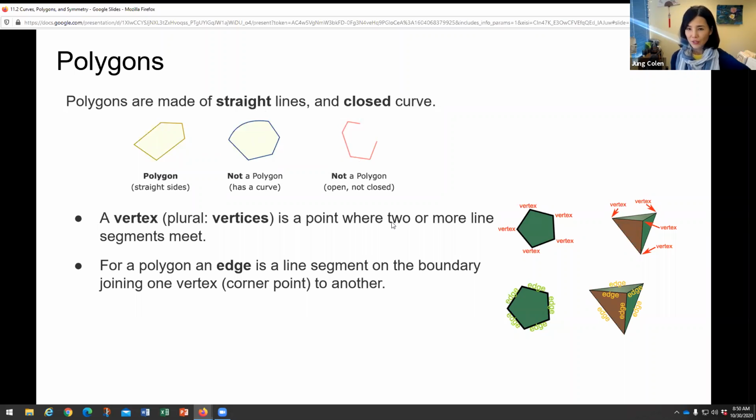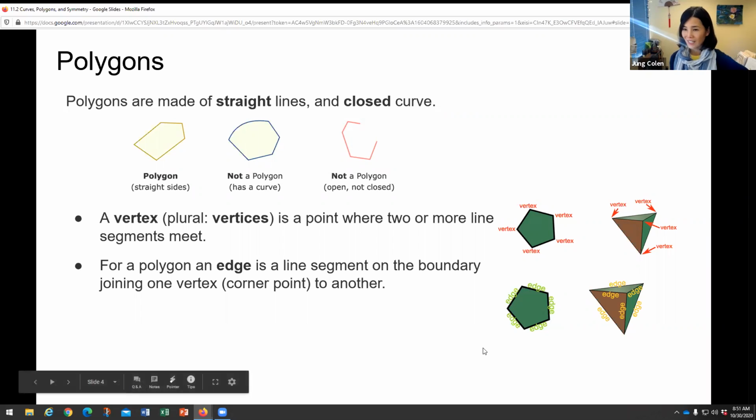Okay. In polygons, you also have to know some terminologies, of course. So vertex, the plural form is vertices, is a point where 2 or more line segments meet. So this is a vertex in a 2-dimensional polygon, and here in 3-dimensional. Whenever the edges, the line segments, meet together, that's a vertex, that's a vertex, that's a vertex, and so on. And an edge is the line segment joining two vertices, right? So this is edge, edge, edge.